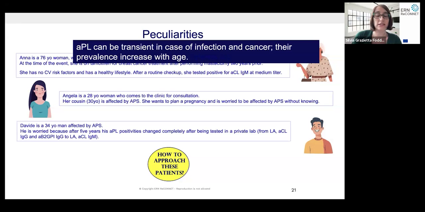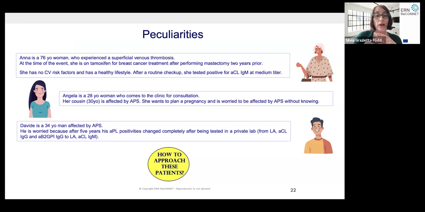So in this case, even if this subject suffered from a thrombotic event, considering the place in which she suffered it, a superficial vein, she is not considered to be affected by the syndrome. Second clinical scenario. Angela is a 28-year-old woman who comes to the clinic for consultation. Her cousin, who is 30 years old, is affected by APS.